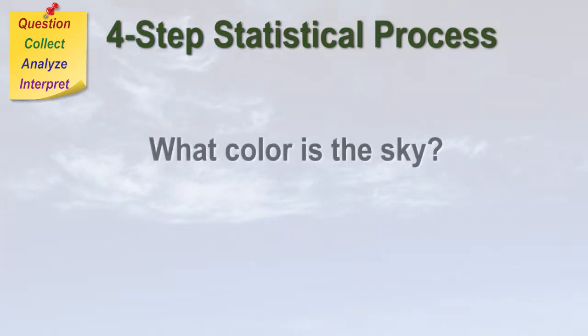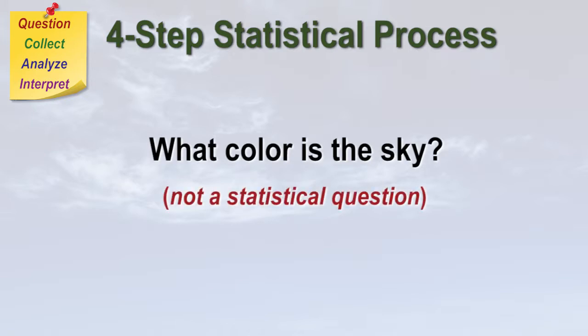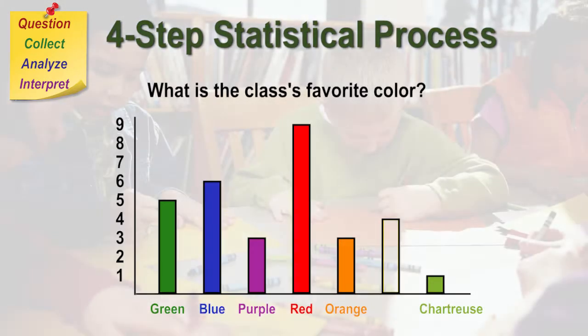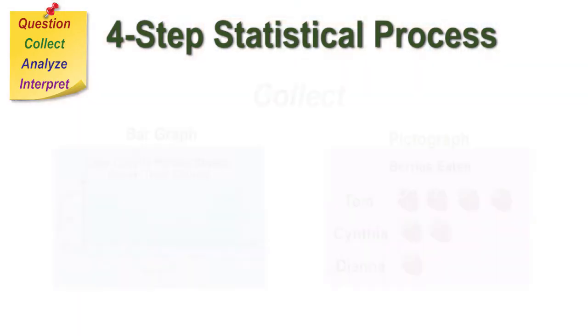For example, the question, "What color is the sky?" is not a statistical question because the answer can be found by just looking for one piece of information. There is no variability in the data. However, the question, "What is the class's favorite color?" is a statistical question because the data can be collected and the data will have variability.